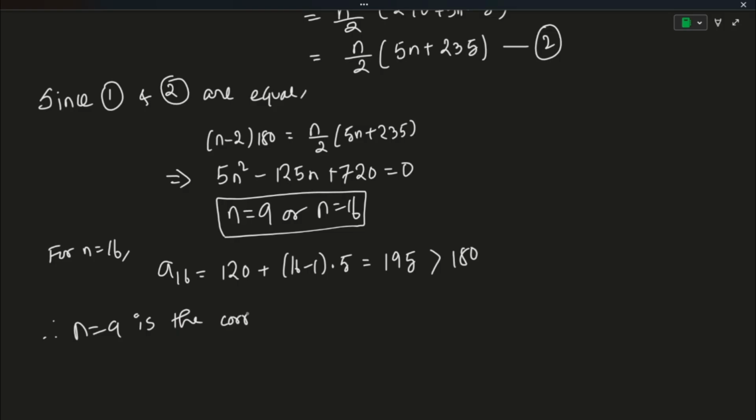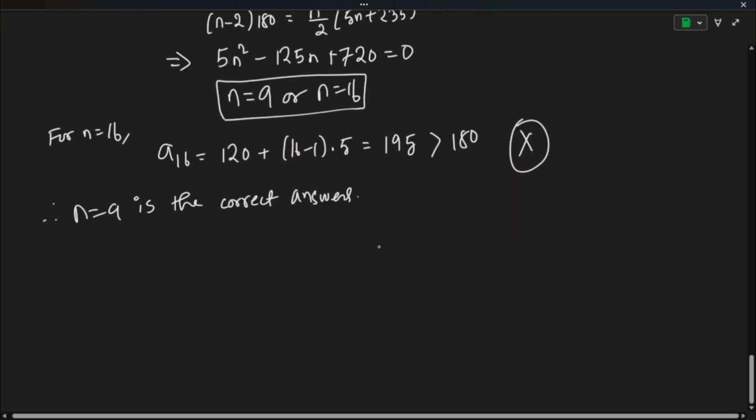Hopefully you understand here why n equals 16 is discarded. Because if n equals 16, the very last interior angle would become 195, which is not possible because interior angles must be less than 180 degrees, right? So therefore n equals 9 must be the answer. You can check that for 9, the last term is obviously less than 180, right?